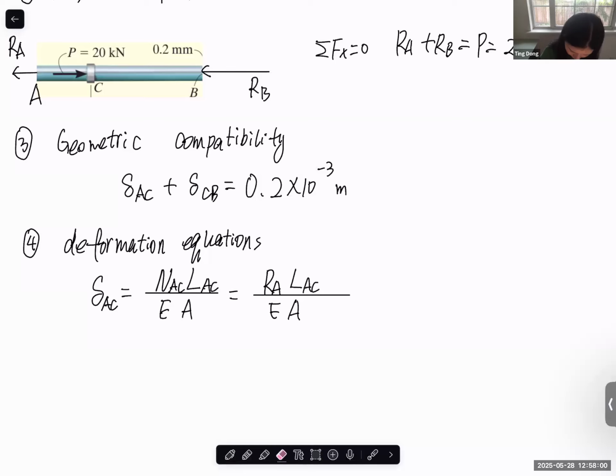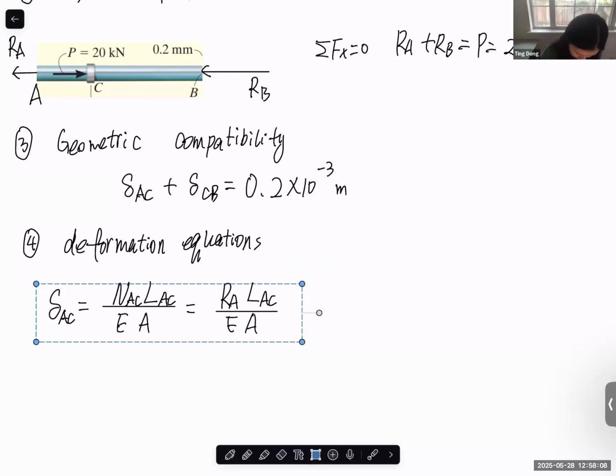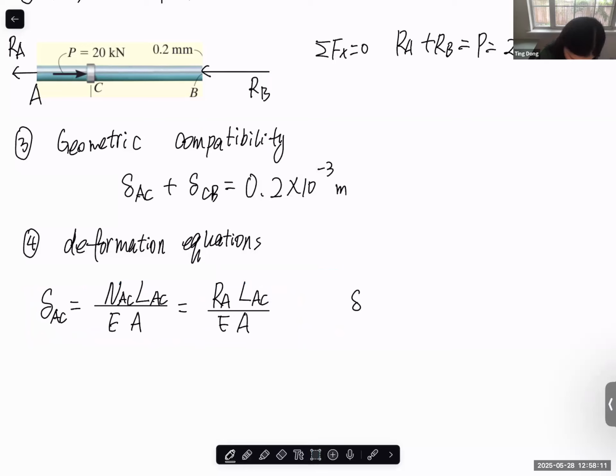Similarly, we can write this equation for CD. So based on the definition, internal normal force in the CD section times L over Young's modulus and cross-section area. What's the relation between the internal normal force in CD and the reaction force at B, RB? What's the relation between the internal normal force in the CD section and RB, the reaction force at point B? Anyone?